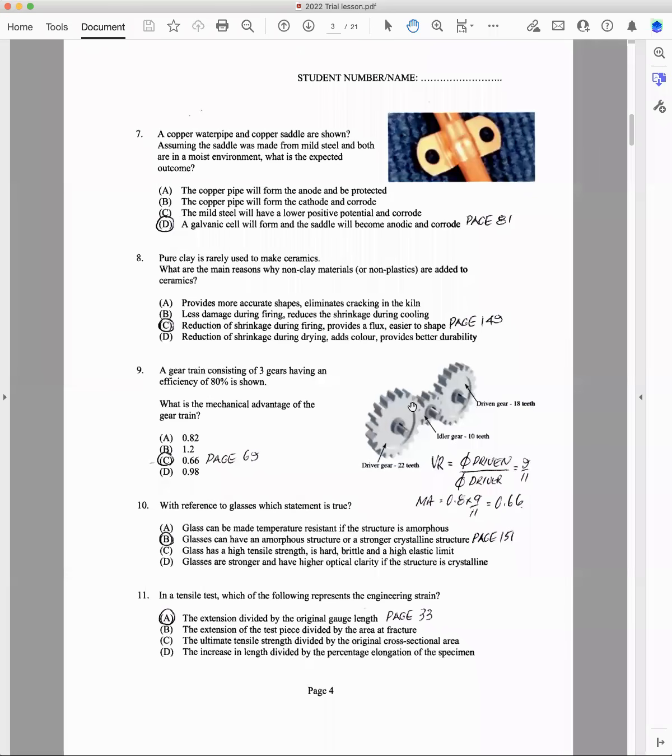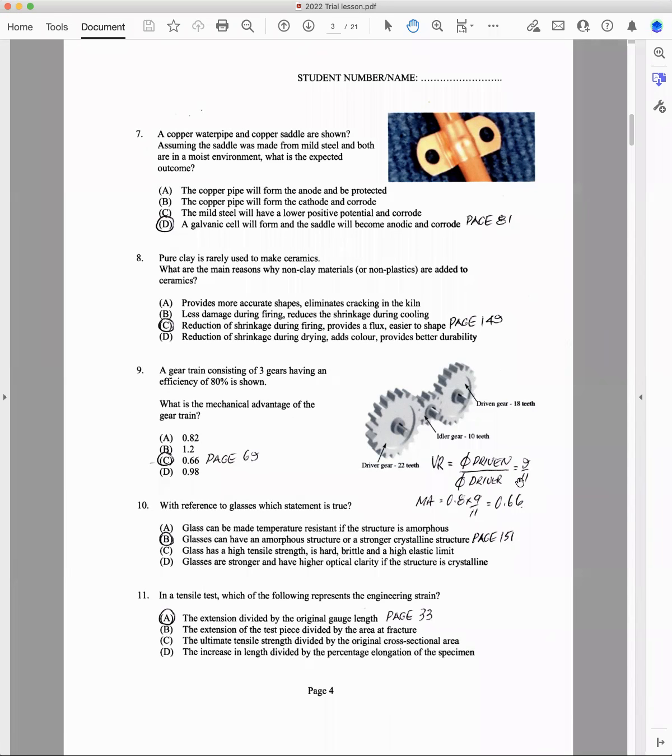So if you've got a big driver and a small driven, the small driven will go faster than the driver, and the velocity ratio is the distance the effort moves over the distance the load moves, or the velocity of the effort over the velocity of the load. So the idea is you use the reciprocal, and you'll be able to see that on page 69. And so velocity ratio is the diameter of the driven over the diameter of the driver. So it's 18 over 22, or 9 over 11. And that will give you the velocity ratio.